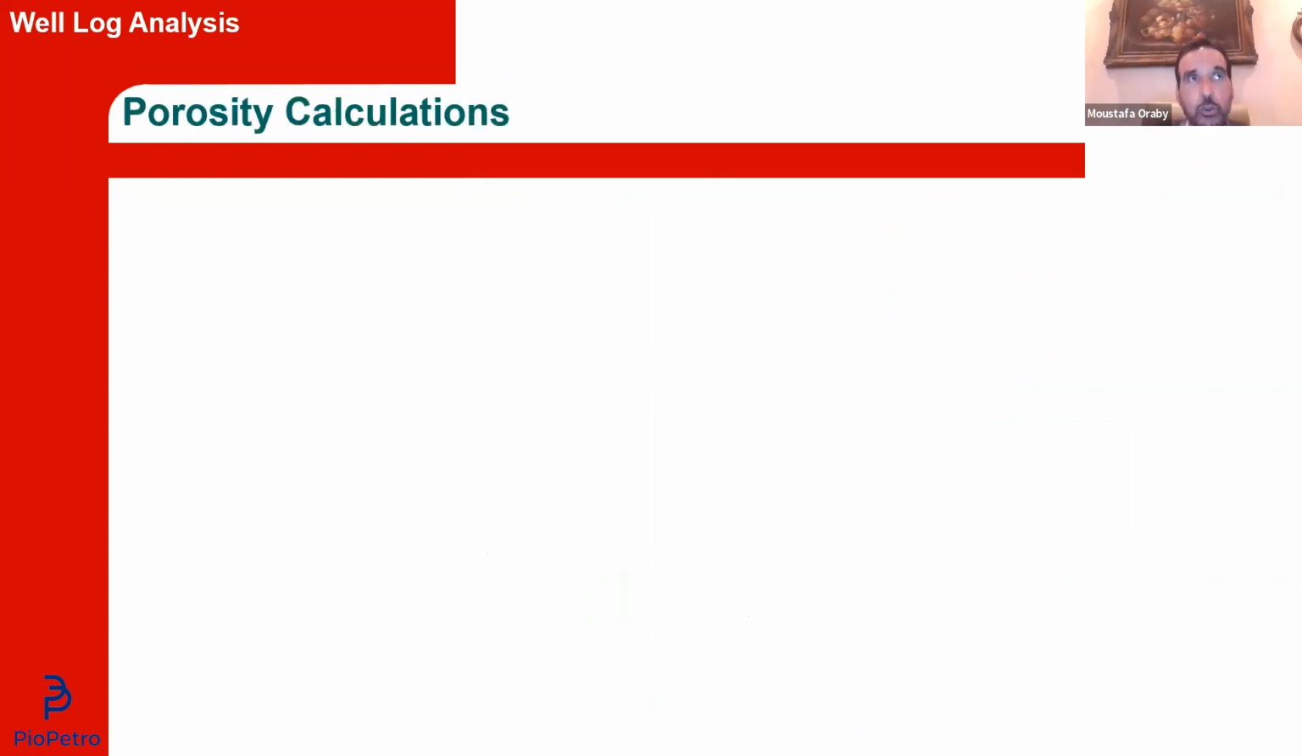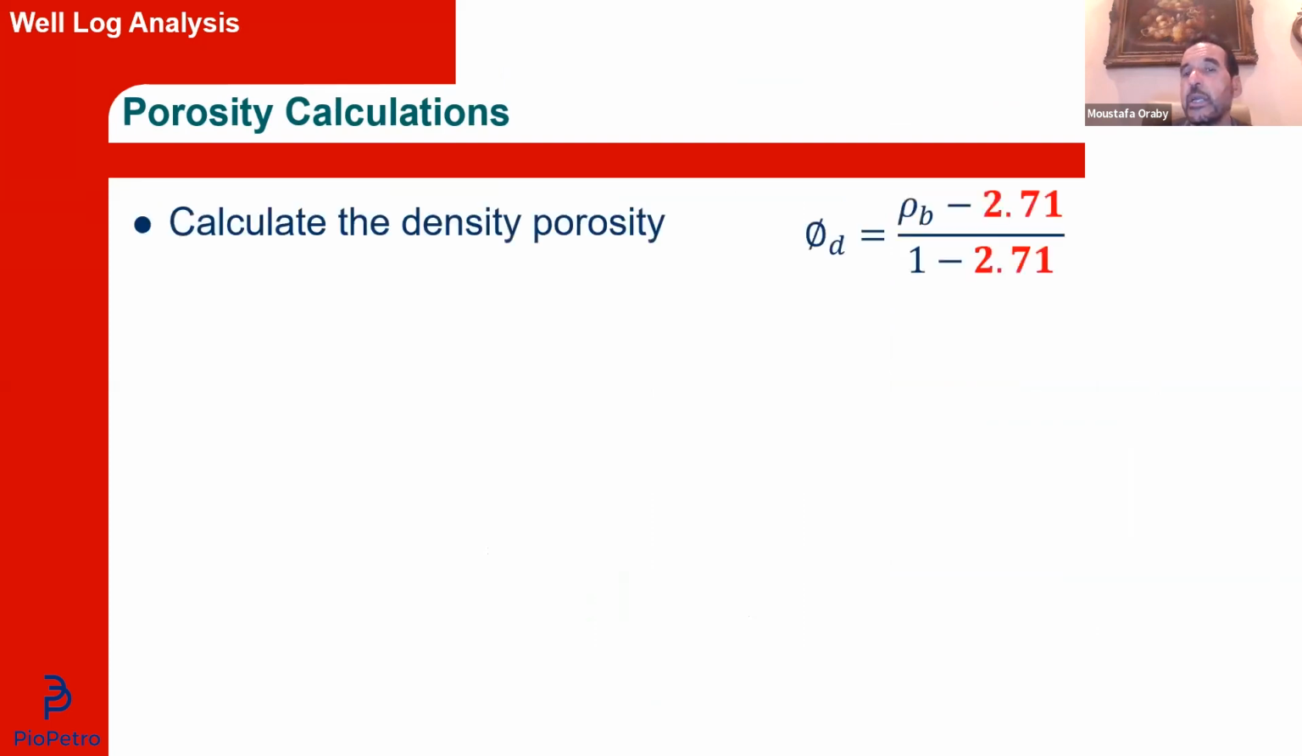We said to calculate porosity, first you calculate density porosity, then you calculate the average neutron density porosity. Remember this, very, very important. How can I calculate the density porosity? Easy. Your raw bulk density that you calculated minus 2.71, divided by 1 minus 2.71.